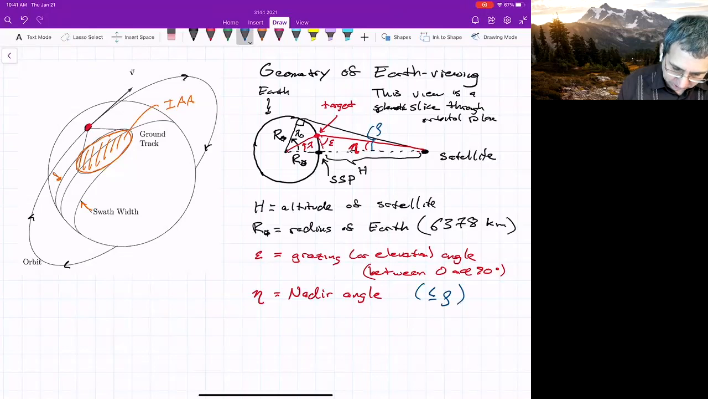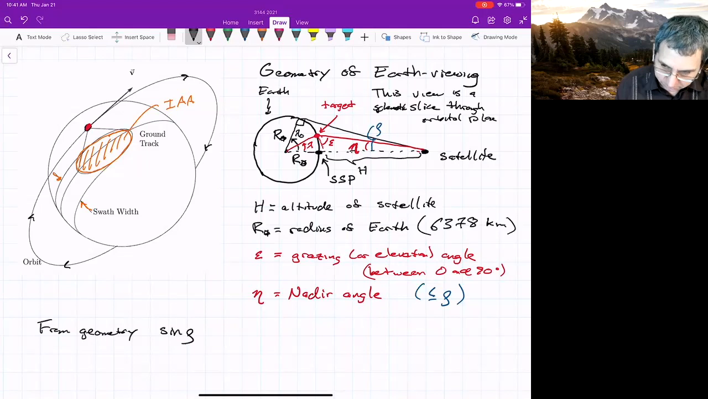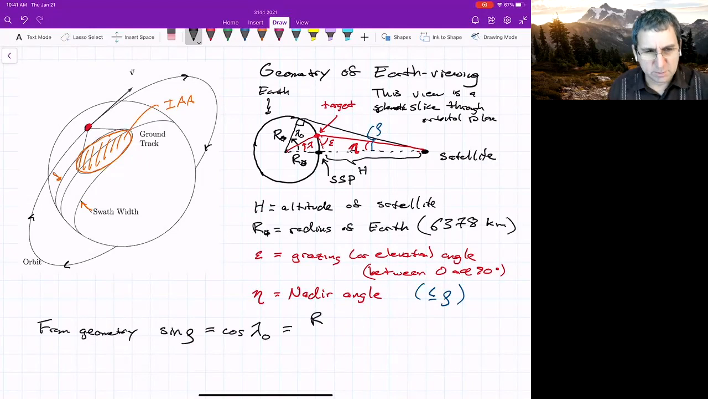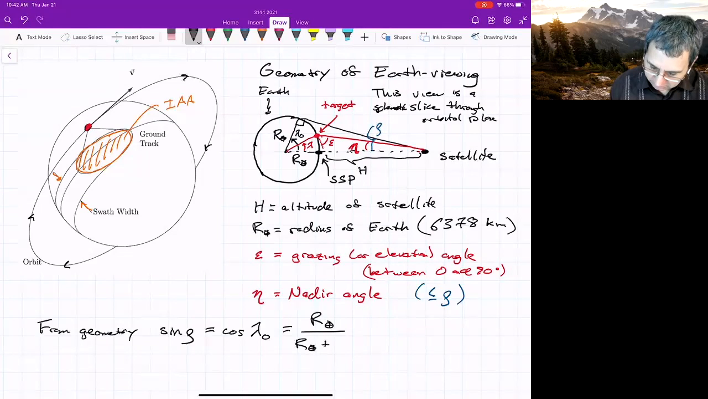And you can figure out from geometry that sine rho equals cosine lambda naught. And sine is, right, remember SOHCAHTOA? Sine is opposite over hypotenuse. So this is r, radius of the Earth, divided by radius of the Earth plus h.